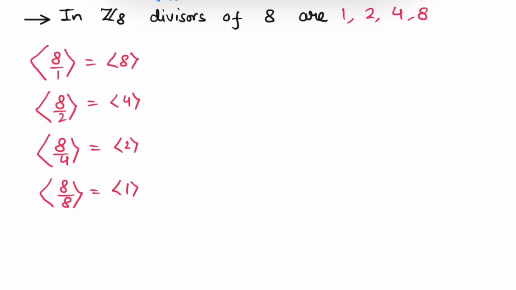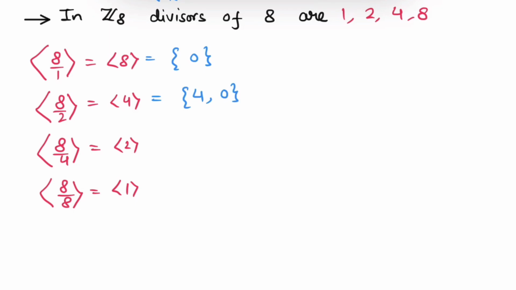Now let's form the set generated by 8 under the operation addition modulo 8. This equals {8}, and when 8 is divided by 8, the remainder is 0. Now let's form the set generated by 4 under addition modulo 8. This equals 4, and 4 plus 4 is 8, and when 8 is divided by 8, the remainder is 0.